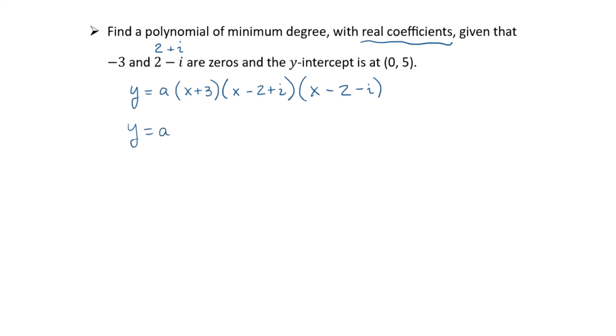Y equals a times x plus 3 times... now I want to call to your attention here, we have a unique situation where we have a way to do this a little bit more quickly. If I can look at this as an x minus 2 plus i and an x minus 2 minus i, I see that I have these conjugate pairs to multiply together.